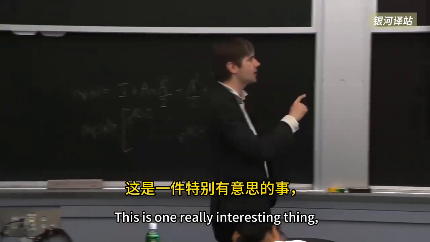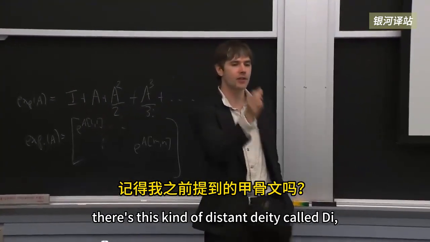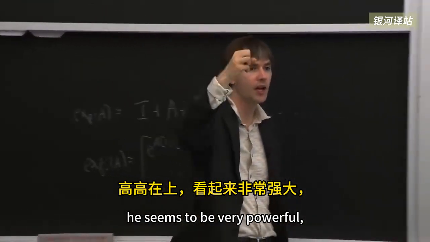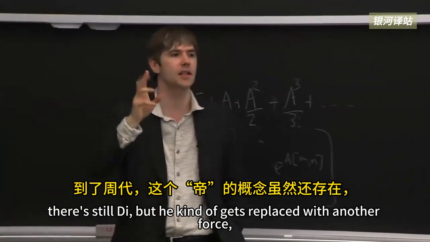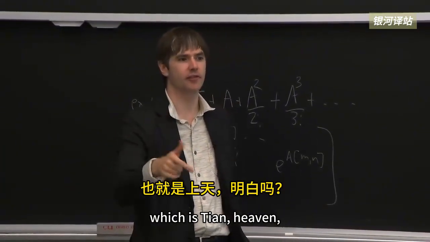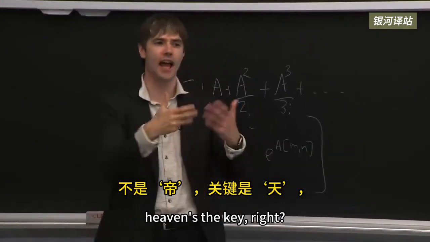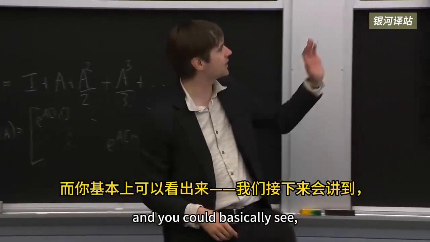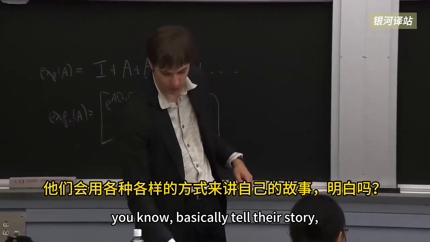This is one really interesting thing, I'll just say, that happens from the Shang to the Zhou. Remember in those oracle bones I was saying, there's this kind of distant deity called Di. He's kind of like way up there. He seems to be very powerful. He's like this heavenly force. That gets elided in the Zhou period. There's still Di, but he kind of gets replaced with another force, which is Tian, heaven. Okay, so this is like where you go. It's like the Zhou is going to be like, no, Di, it's heaven. Heaven's the key, right? So they kind of, again, moralize it. And you could basically see, we'll talk about all the various ways in which they tell their story, okay?